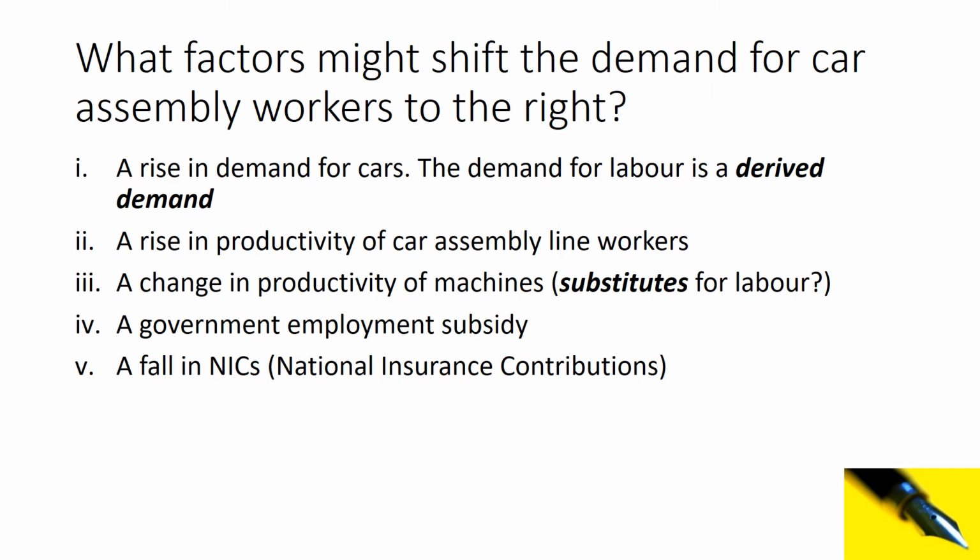And if the government decides to reduce the rate of national insurance paid by businesses, that effectively acts as a reduction in the tax on employing workers. So it will make employment of workers cheaper. So there's a fall in NICs that will increase demand for car assembly line workers.